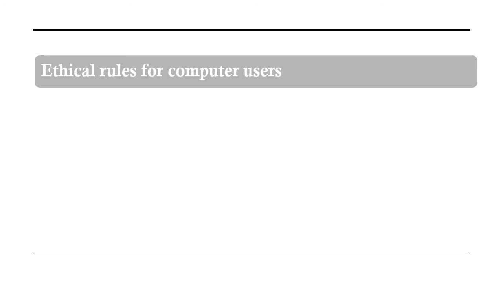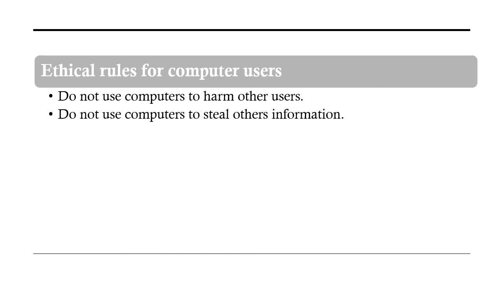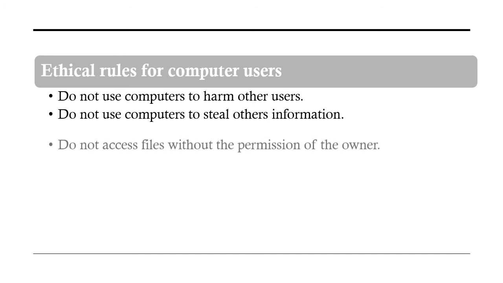So here are the ethical rules for computer users. First, do not use computers to harm others. So again, treat others with respect, although you cannot see them physically. Do not use computers to steal others' information. That is still stealing, although it is in the Internet.